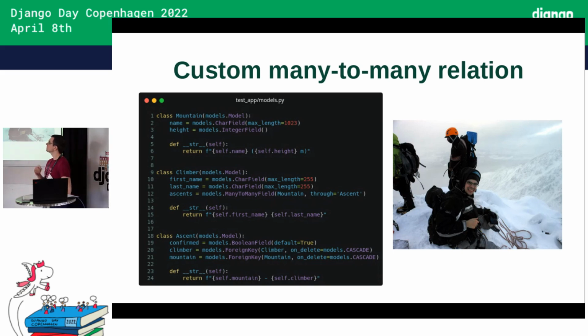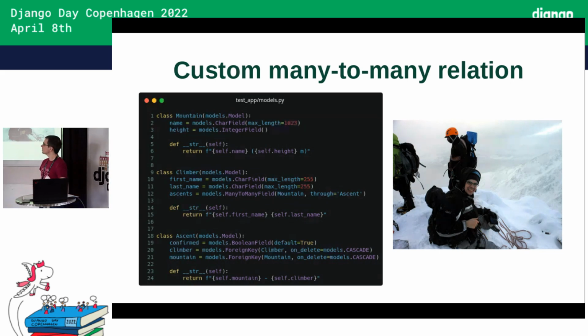But also, we would like to simplify our model definition by removing the custom through model called ascent. Because without the confirmed flag, it will contain only two foreign keys, one for climber and one for mountain. So exactly the same as Django would use for an auto-generated intermediate table. So without the confirmed flag, it is completely unnecessary. And of course, we'd like to simplify our model definition and remove it.